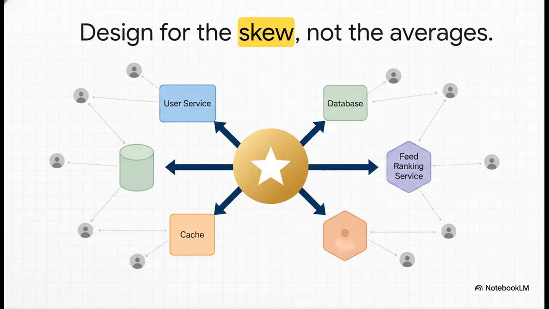The correct way to do it is the exact opposite. You have to design for the skew. You have to build your system around the outliers, the celebrities, because their behavior is what will break everything else. In these feed systems, the 1% literally define the architecture for the other 99%.